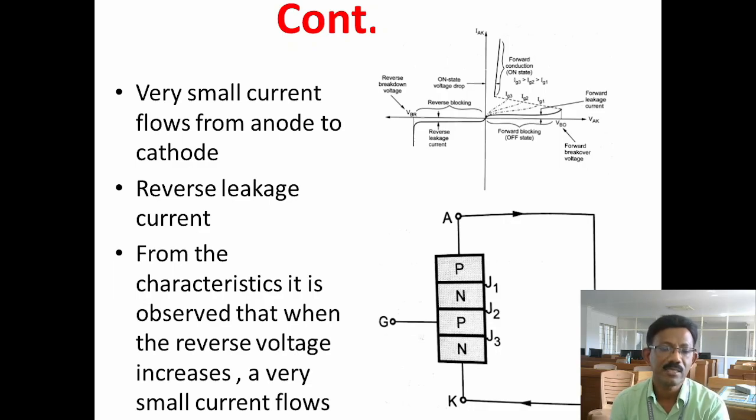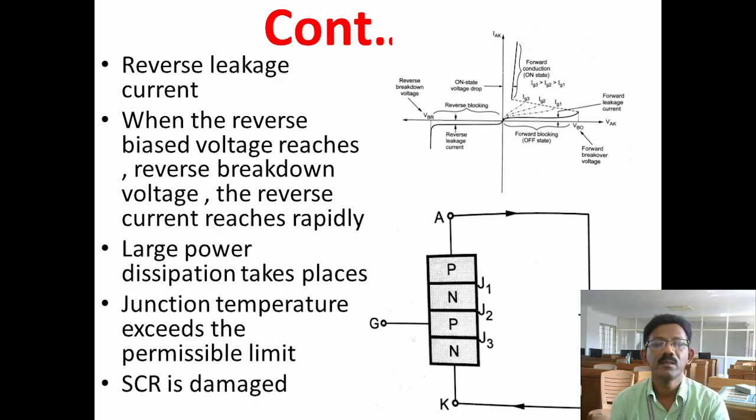From the characteristics curve, it is observed that when the reverse voltage increases, a very small current flows. This current is called reverse leakage current. When the reverse biased voltage reaches the reverse breakdown voltage, the reverse current rises rapidly. Then a large power dissipation takes place in the device. Junction temperature exceeds the permissible limit. If the junction temperature exceeds the permissible limit, the device may be damaged.